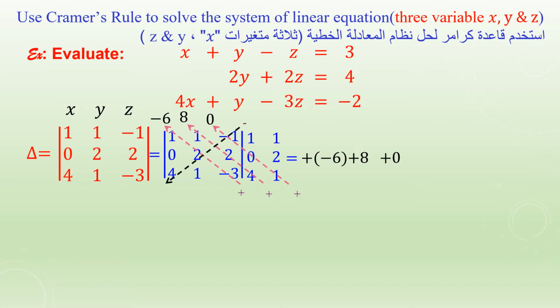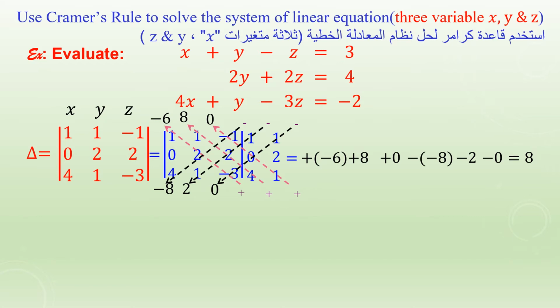I change direction. Negative 1 multiplied by 2 multiplied by 4 equals negative 8, I put negative 8. Again I change direction: 1 multiplied by 2 multiplied by 1 equals 2, I put negative 2. 1 multiplied by 0 multiplied by negative 3 equals 0, I put negative 0. Calculating this equals 8. Now I find delta x.